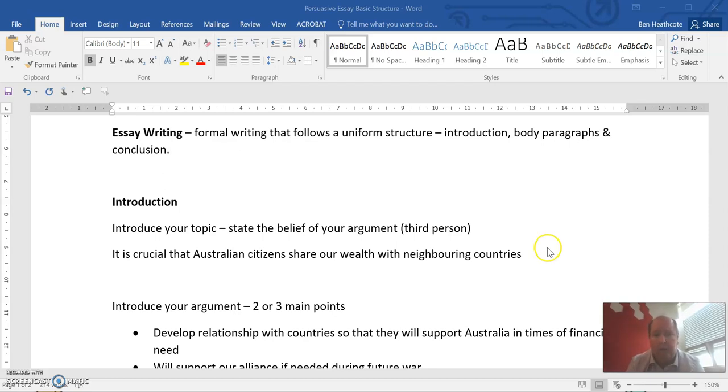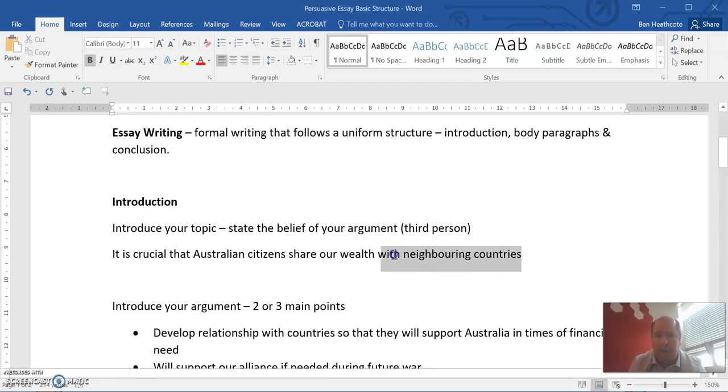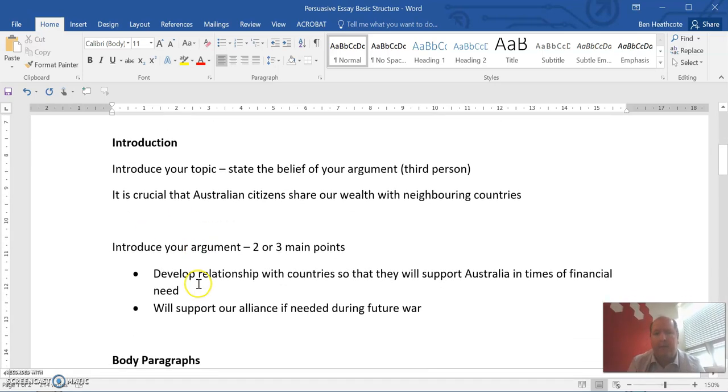If the question is, should Australia share its wealth, then in our introduction the first thing we do is make it really clear what our argument stance is. For example, if we're arguing that it should, the first sentence might be something like, it is crucial that Australian citizens share our wealth with neighbouring countries. Following that in the introduction, you're then going to introduce your 2 or 3 main points. For this essay, 2 is fine.